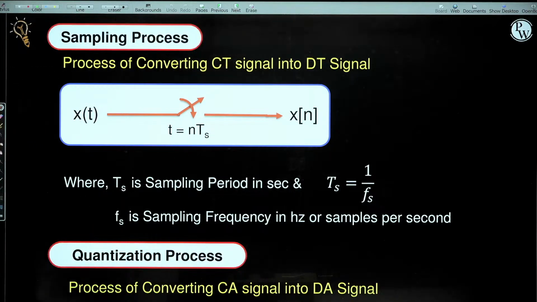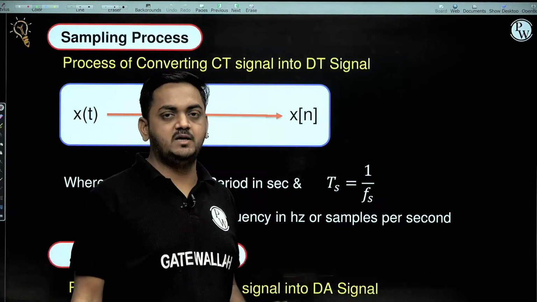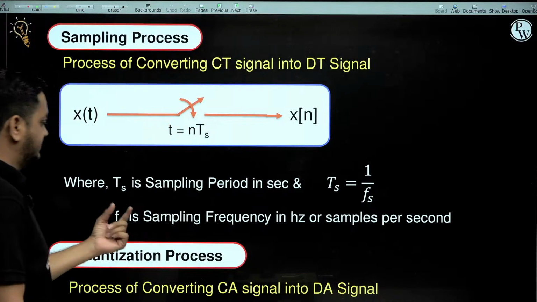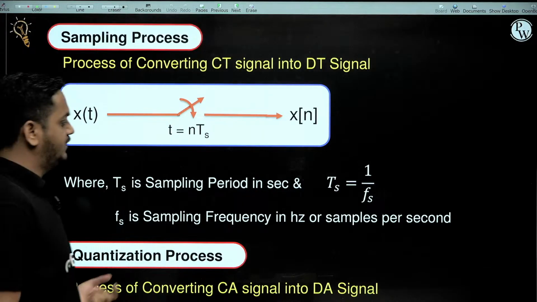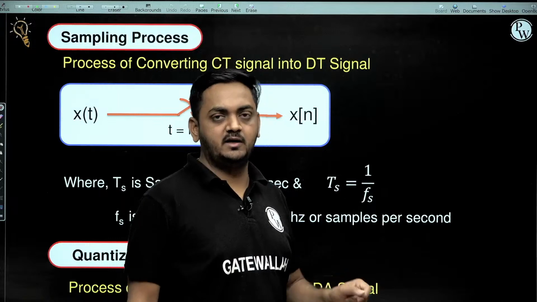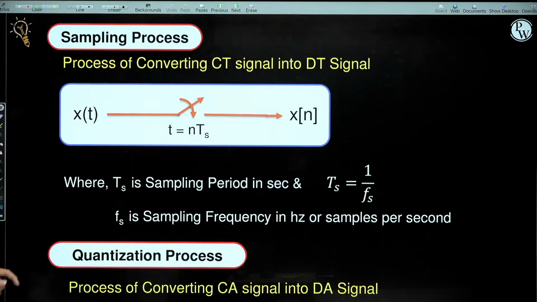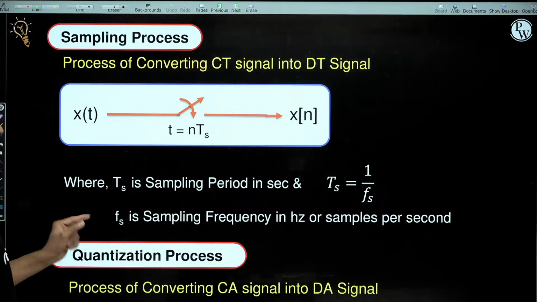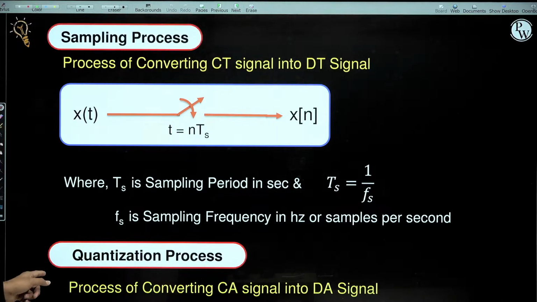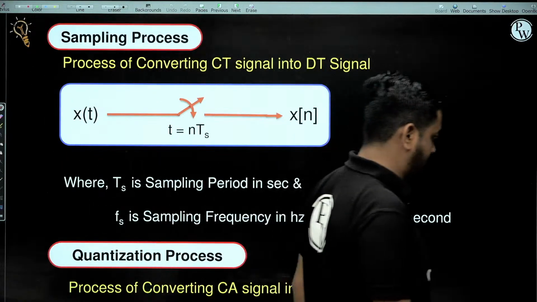Ts is the sampling period in seconds, which is equal to 1 upon fs, the inverse of the sampling frequency, and fs is the sampling frequency in hertz, or the unit is, we can say, samples per second. How many samples you are collecting in 1 second? It is nothing but your sampling frequency. One more process is there, the quantization process, which is the process of converting a continuous amplitude signal into a discrete amplitude signal.